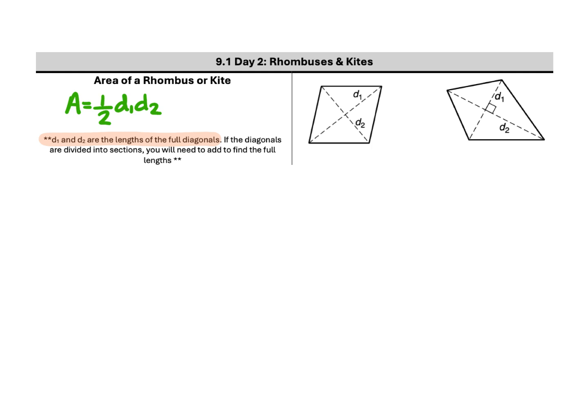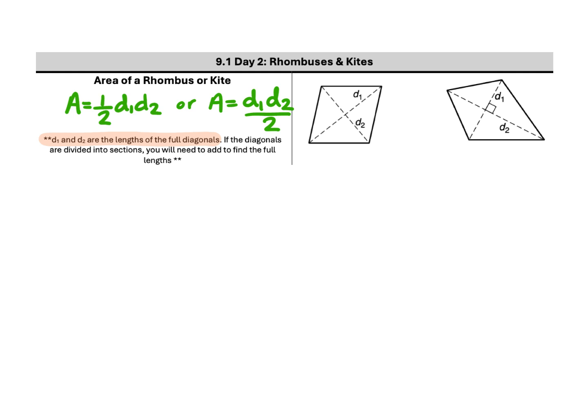Another way that you can write the formula for the area of a rhombus or kite is instead of the half, you can just do area equals d1 times d2, and then divide that result by 2. Dividing by 2 is the same as multiplying by a half.